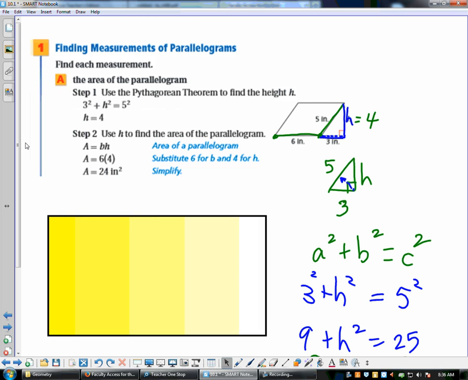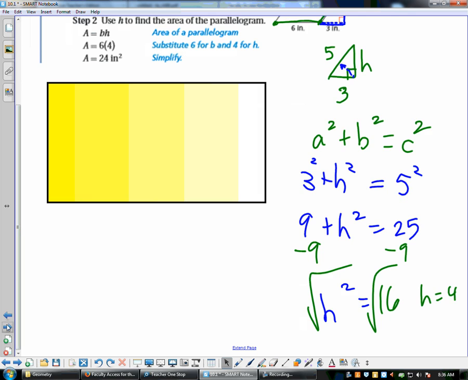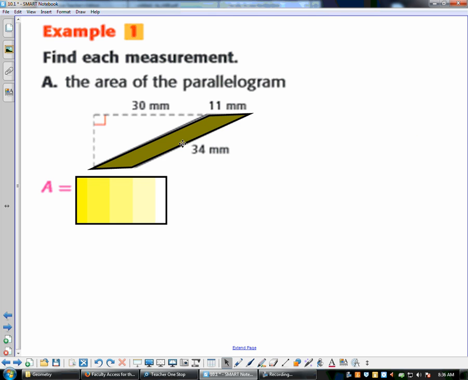24 inches. Everybody agree? 24 square inches? Are we okay with this? All right. And let's find the area of this parallelogram here.